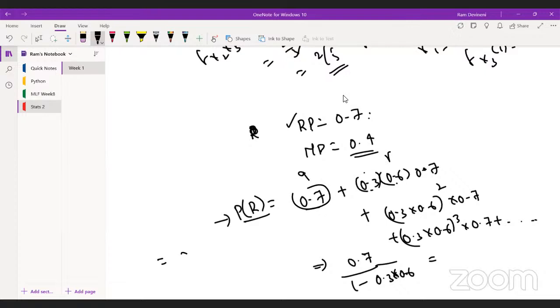This series is nothing but A plus AR plus AR square plus AR cube and so on, where R is less than 1. So the sum of all this is equal to A by 1 minus R. This is the geometric progression formula, the sum of an infinite series, where R is less than 1. So substituting the values of A and R, you'll get this value. Okay, sir. Got it, sir.